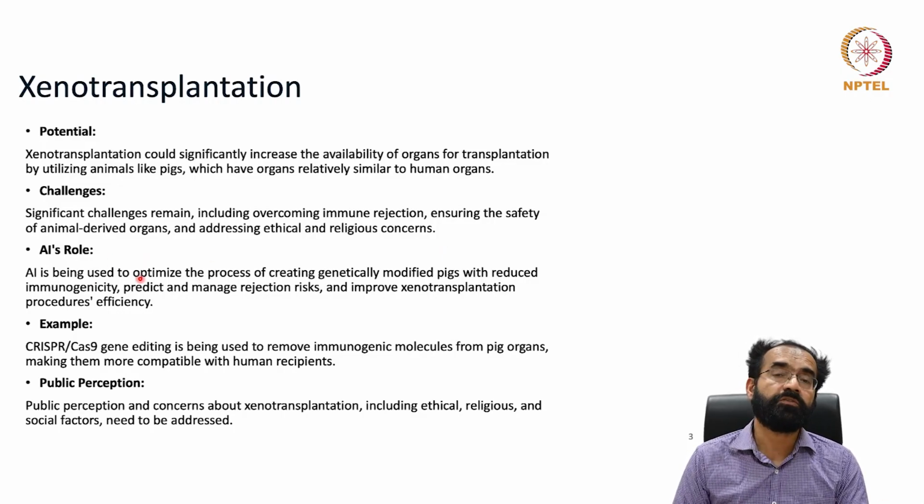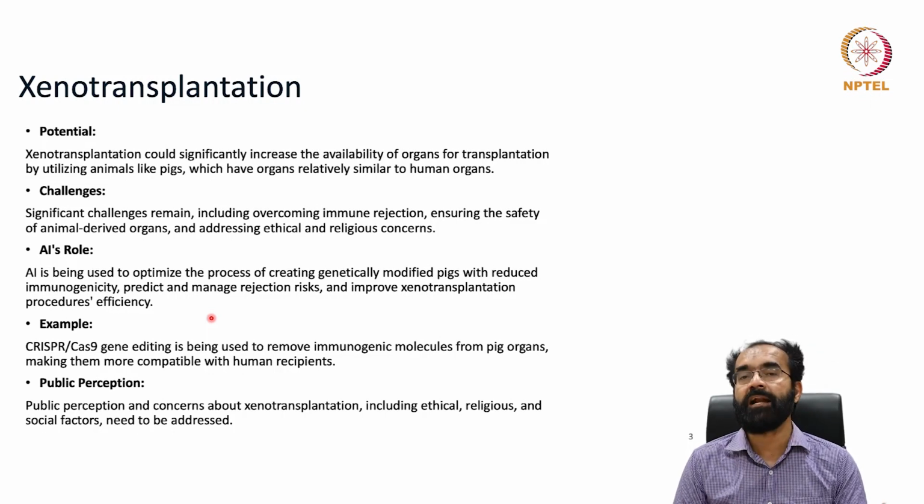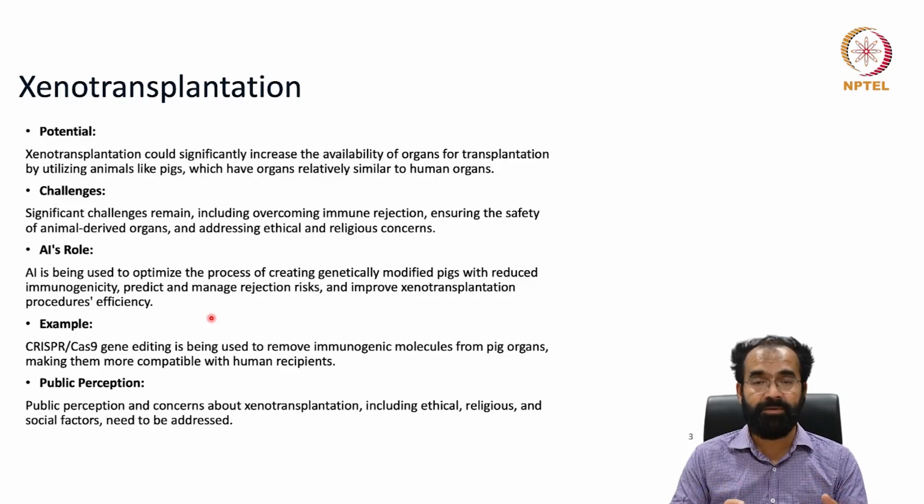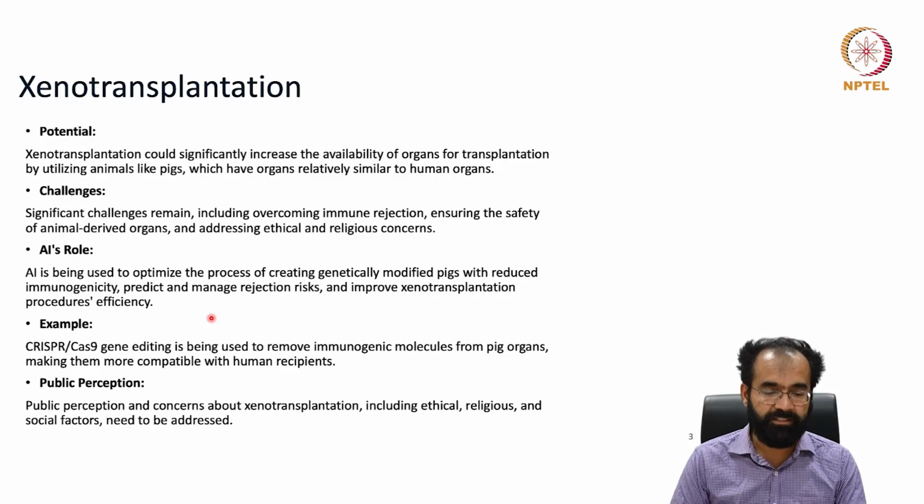A lot of tweaking has also happened because of artificial intelligence. It is being used to optimize the process of creating genetically modified pigs with reduced immunogenicity, to predict and manage rejection risk, and to improve the efficiency of xenotransplantation procedures. These days it's a land of artificial intelligence, which can handle so many parameters and come up with a logical conclusion on the best way that can be adopted for treating this patient.